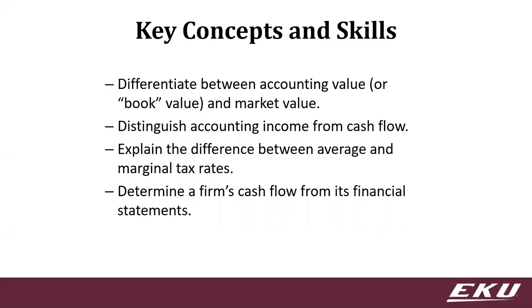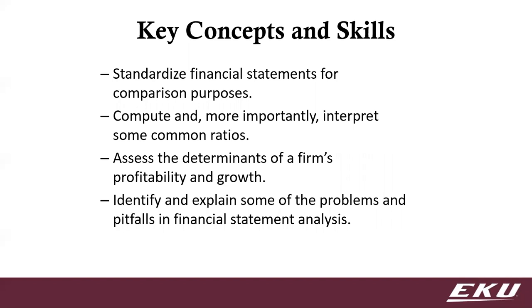So I'm going to talk about the difference between accounting value, the book value, and then the market value of the firm. There's a difference between the way we calculate income, because of the accrual accounting, and then what cash flow would be if we did cash accounting. Talk a little bit about tax rates, going to talk about the firm's cash flow. We're going to talk about standardizing financial statements so that we make them like a common size so we can compare. And then we're going to talk about some ratios, talk about profitability and growth, and then talk about the pros and cons of doing this type of analysis.